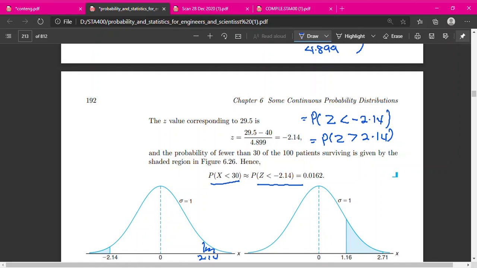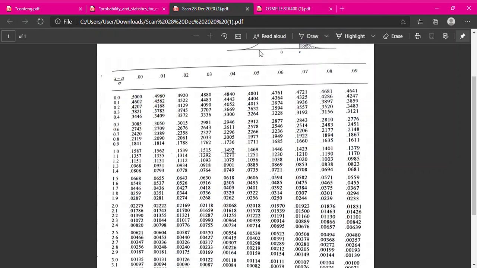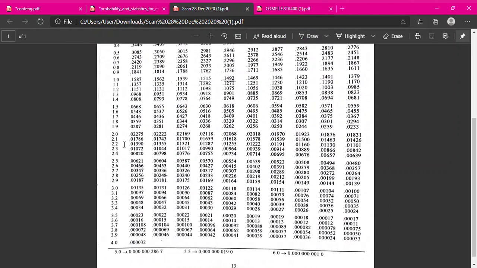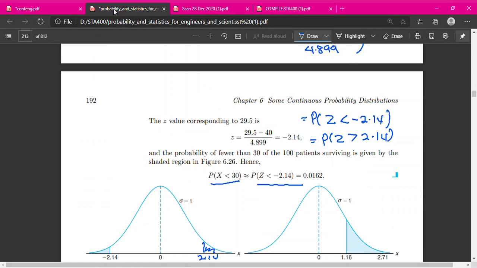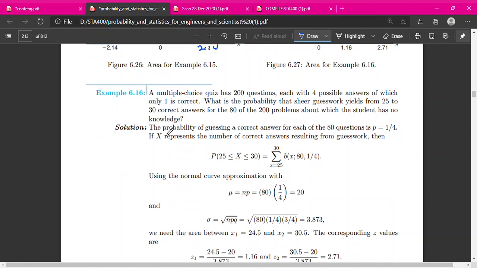So, kenapa saya buat macam tu? Sebab kita nak tengok table ni. So, carilah 2.14.4 kat mana ni? Sini. So, the answer is 0.1618, ataupun 0.0162 boleh lah. Okay. So, cari macam biasalah nak cari probability. Okay, look at the next example.